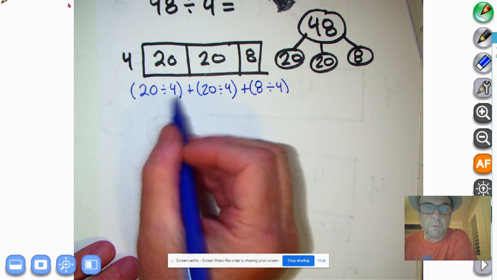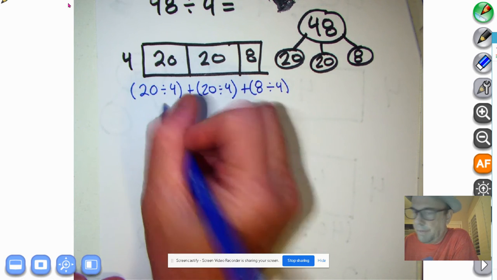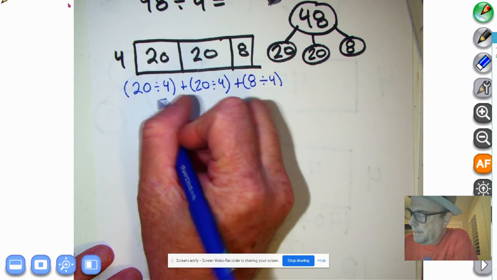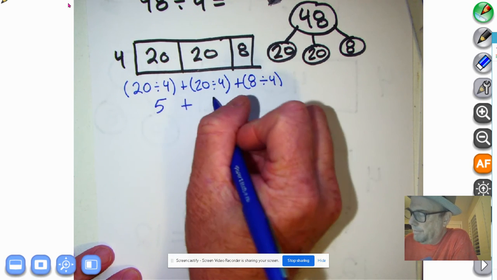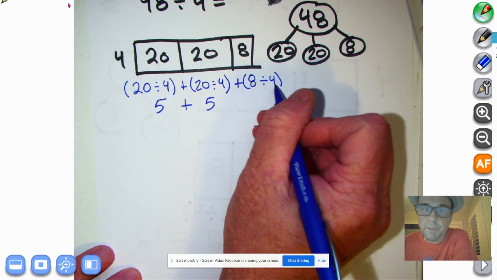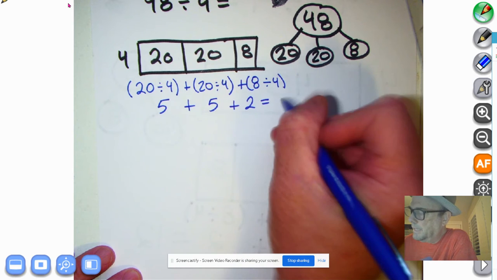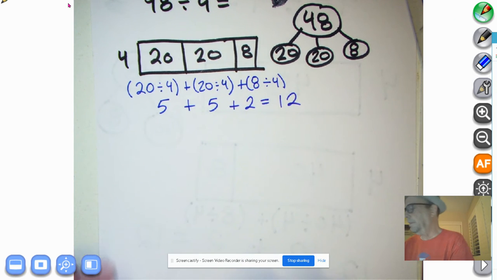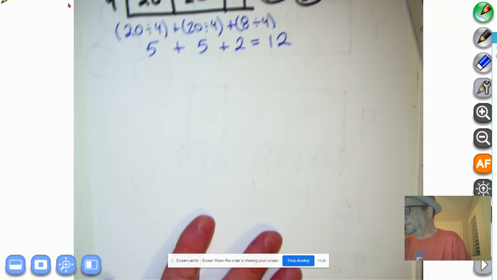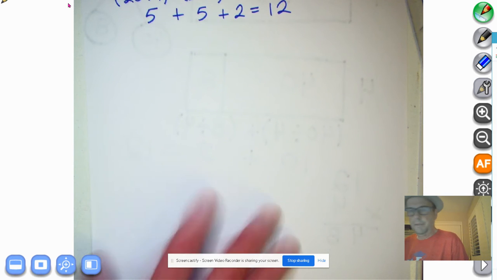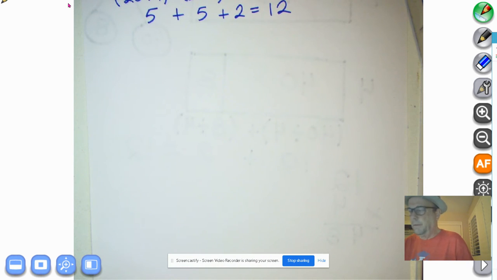So what's 4 times what is 20? Well, we know it's 5, right? 5, 10, 15, 20. And we're going to add on another 5. And we're going to add on 8 divided by 4. 4 times 2 is 8, so 8 divided by 4 is 2. And once again, it's going to equal 12. And there we have it. Okay, we're going to move on to another problem. Just kind of ran through that one quickly just to show you another way we can break this down.